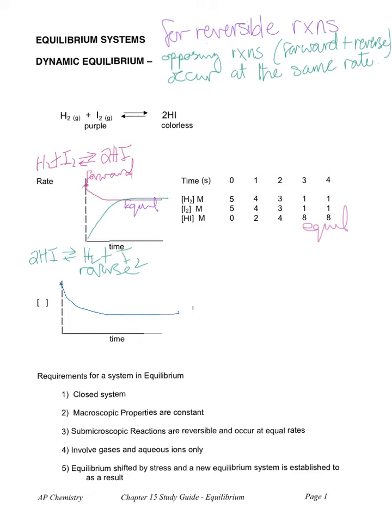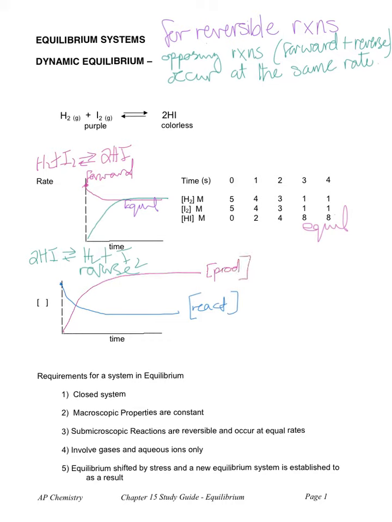So those are my reactants. Now let's look at the products. Products, of course, start at 0 and they increase as time goes by, and then at equilibrium they're pretty steady. They start at 0, they increase, and then they become steady at equilibrium. These are my products.